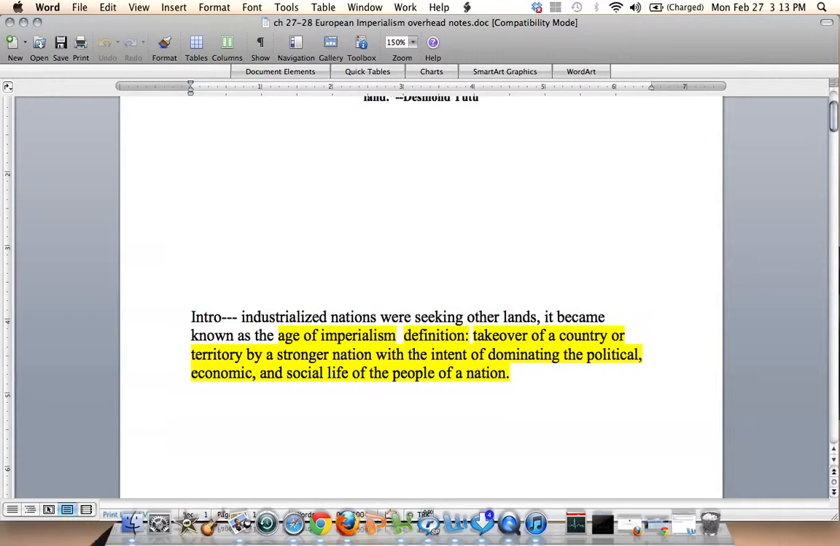The definition of imperialism is as follows. Industrialized nations were seeking other lands, those European countries that went through the Industrial Revolution. This became known as the Age of Imperialism. The definition is the takeover of a country or territory by a stronger nation with the intent of dominating the political, economic, and social life of the people of a nation. You definitely should write that down as your definition of imperialism.